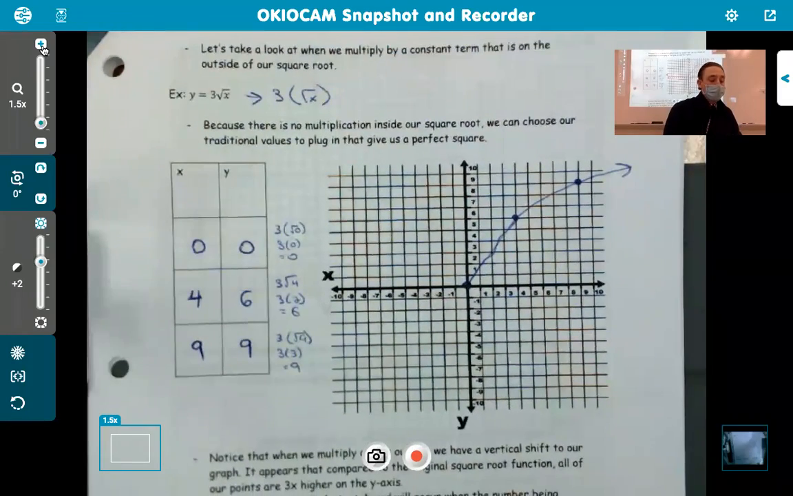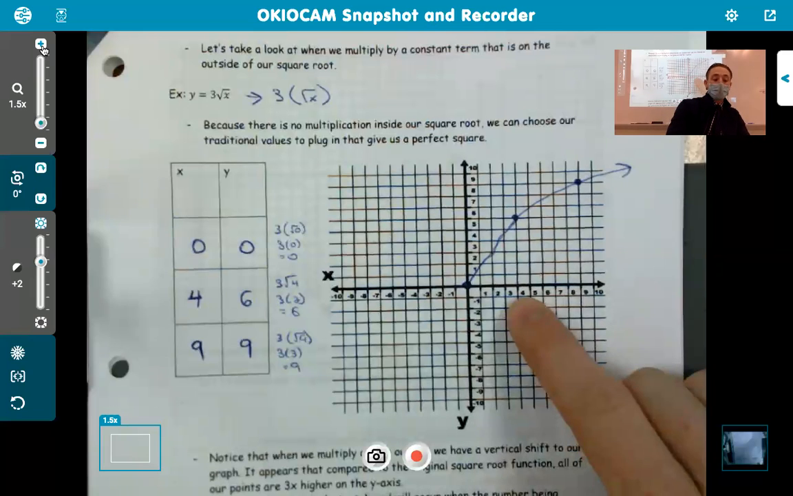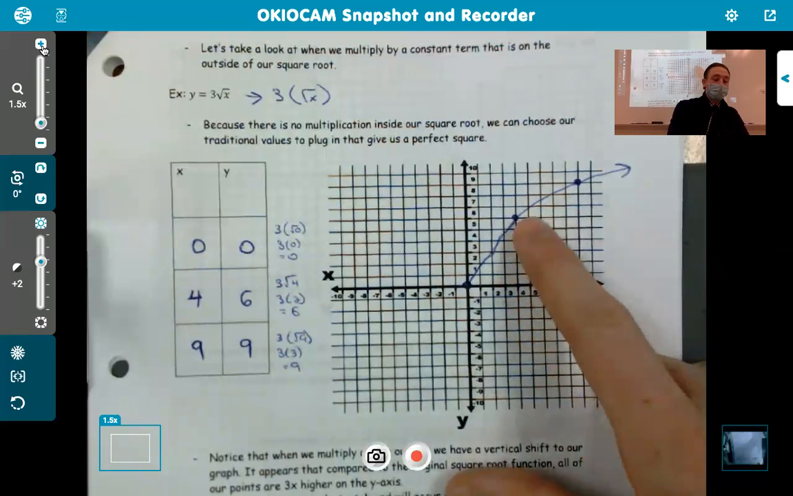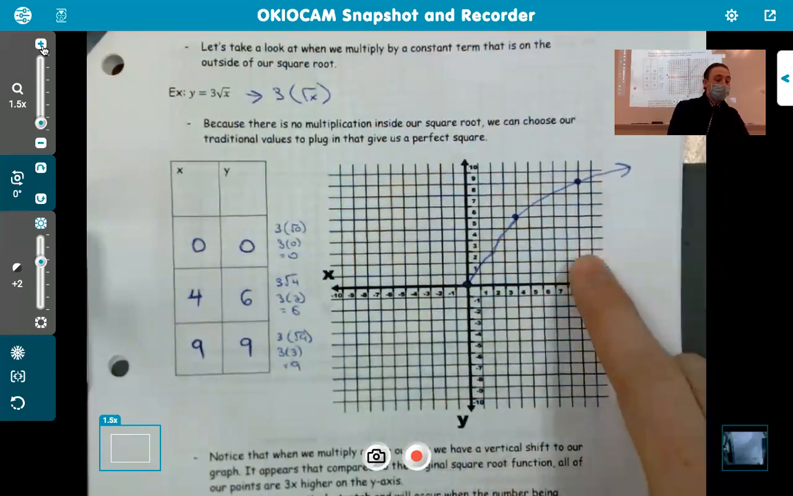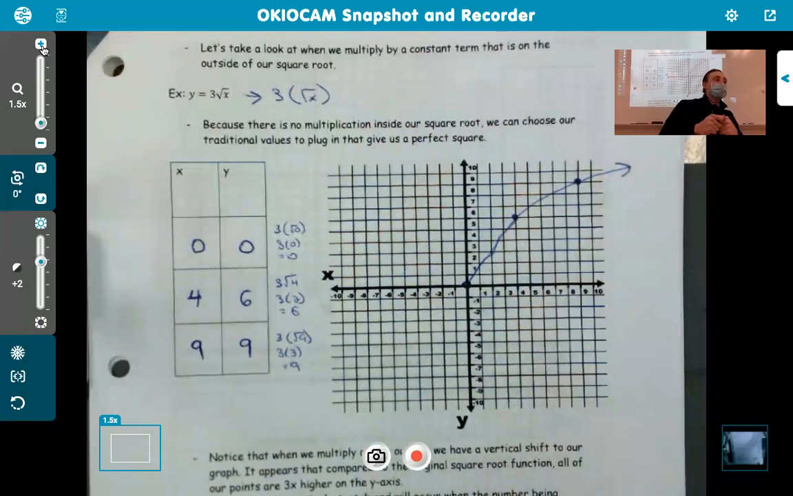We said that when we're multiplying on the outside, just like when we're adding or subtracting, it's going to affect it vertically. Well, how would you describe this? Is this a vertical stretch or a vertical compression or a vertical shrink? Stretch, right? Usually I'm at the point (4, 2). Now I'm all the way up at (4, 6). Usually I'm at (9, 3). Now I'm at (9, 9). So my graph is being vertically stretched, and it should make sense.